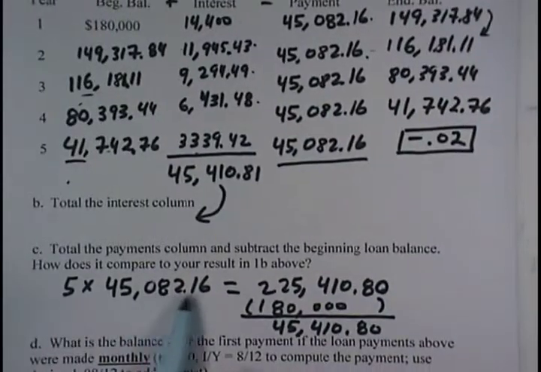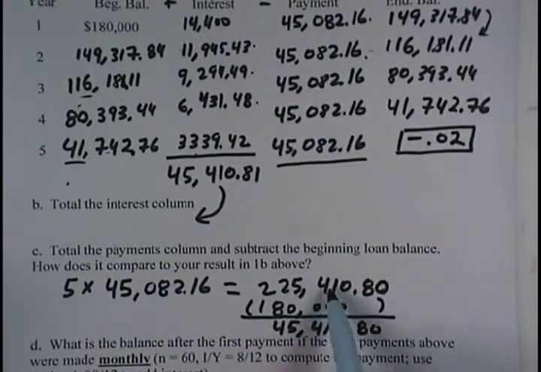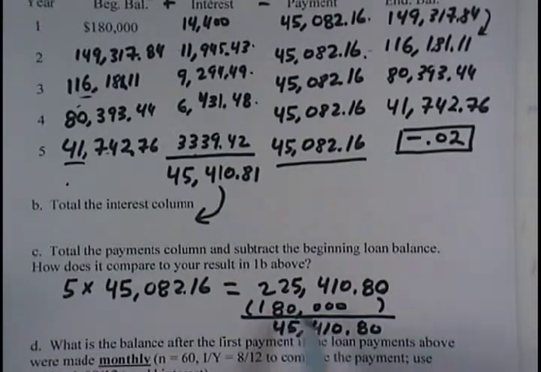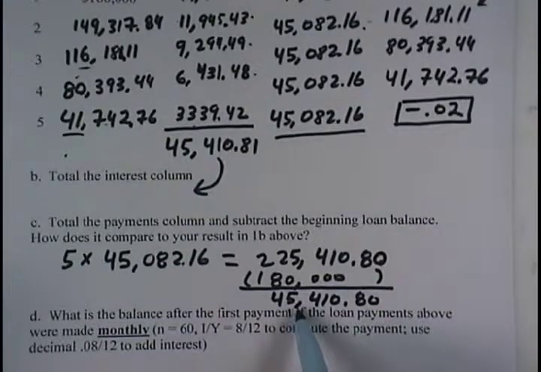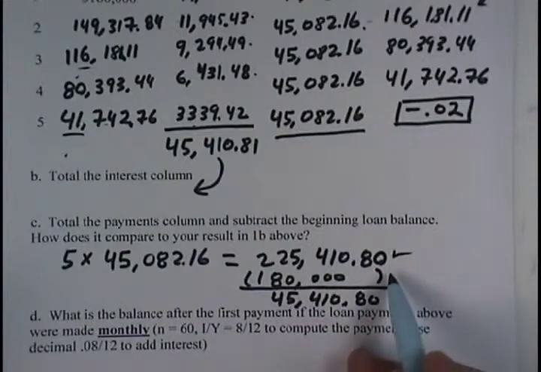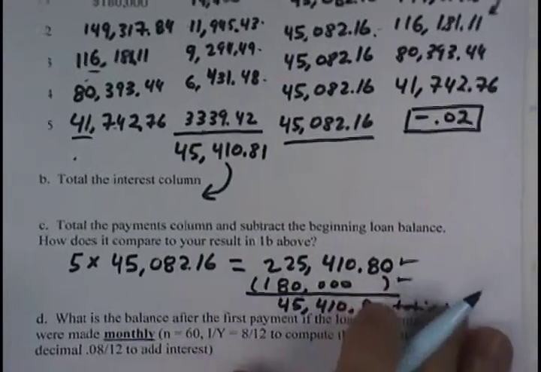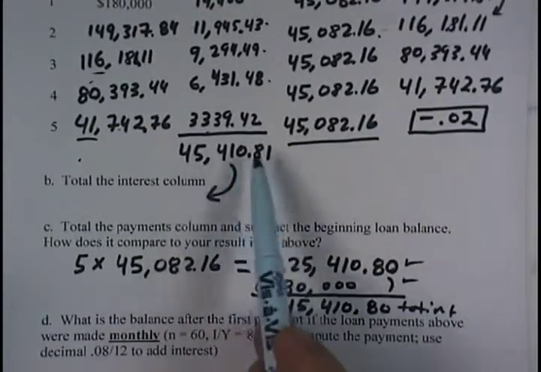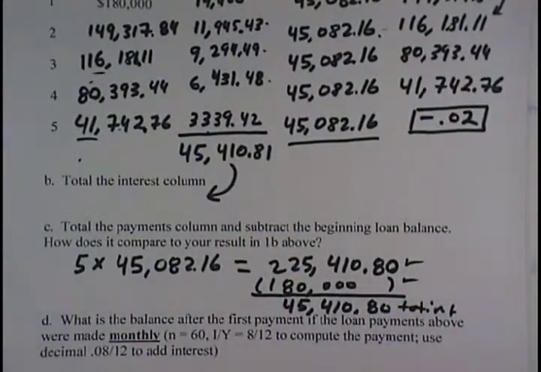Total up all the payments here. 5 times that payment amount totals the payments $225,410.80. Subtract the $180,000 beginning loan balance. Obviously, anything I paid back must have been interest, so $45,410.80 was interest that I paid. The total I repaid minus the amount I borrowed must be the total interest on the loan, which is exactly the same that I get if I total the interest column above.